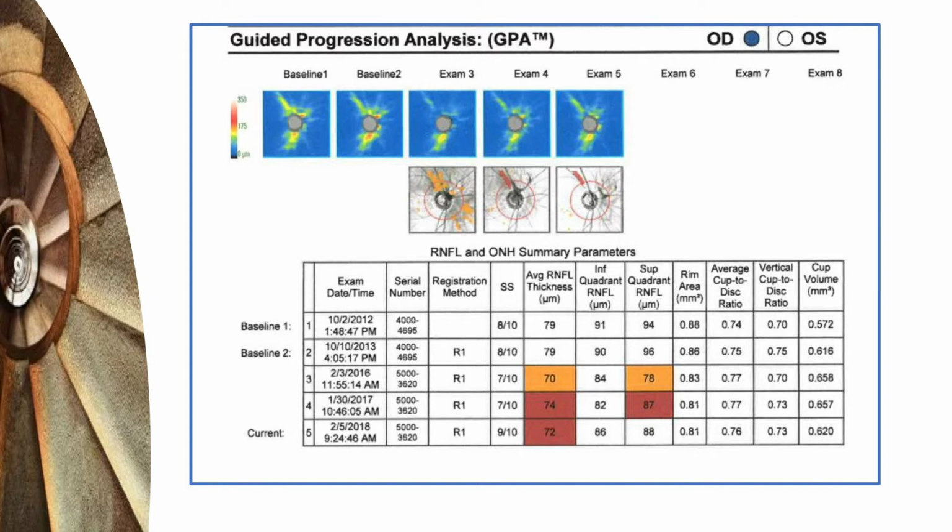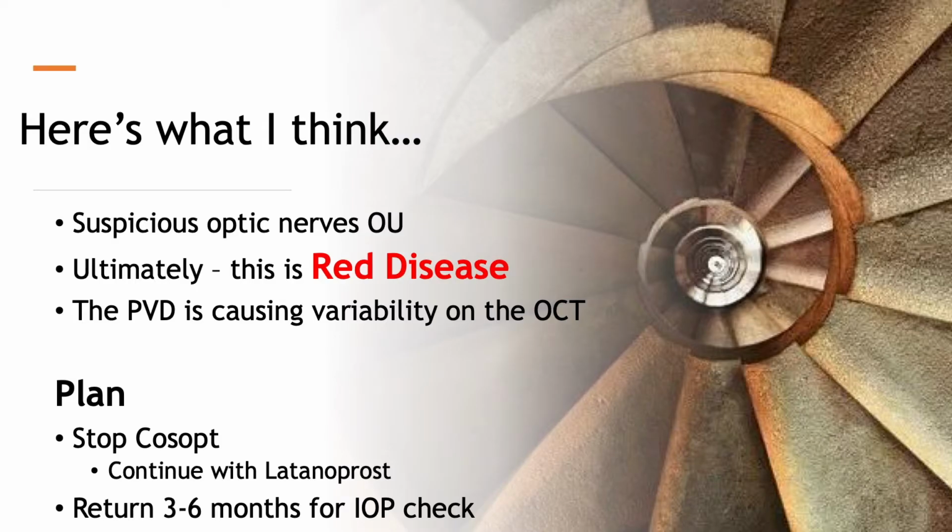There's really not a lot of change, especially when you're looking at the inferior and superior quadrants. I think it's certainly within a tight range that you would want. There's no question he has suspicious optic nerves, but when you look at everything together, I think this is ultimately red disease. I think the PVD is causing the variability on the OCT scan. Again, this started with a glaucoma specialist. It was inherited by my optometric colleagues.